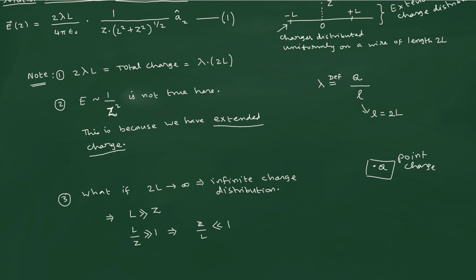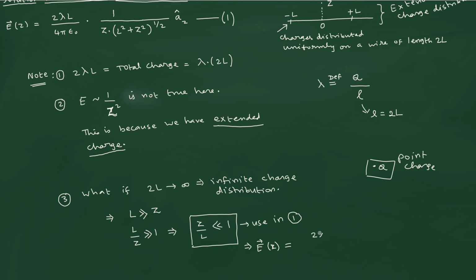So what we are trying to say is that this is the meaning of the statement that L approaching infinity in equation 1. That is in equation number 1. So then what will happen? Let us write down what will happen here itself. The electric field at a particular distance Z due to an infinitely charged distribution will be equal to, let me write it down like this.